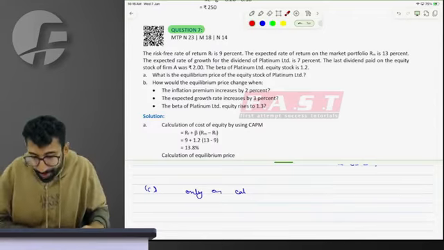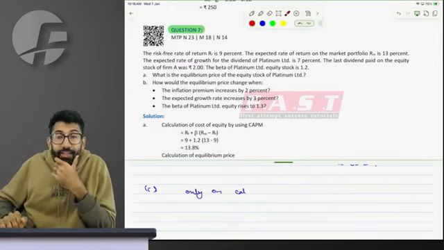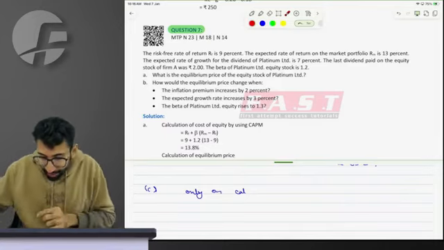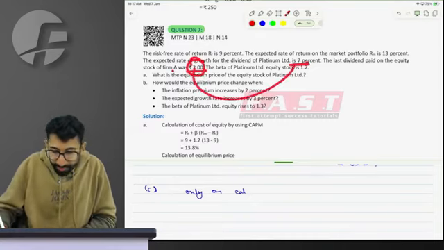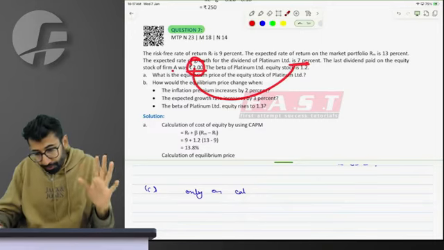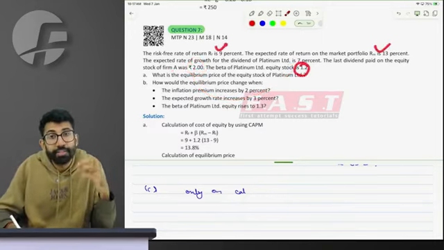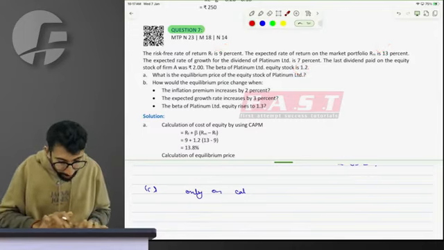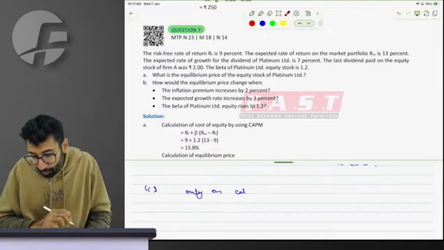Sir, first part of this question: calculate the equilibrium price. I need D1, I need KE, I need G. Sir, do I have the D1? Sir, D0 is there as 2. Using the growth rate of 7%, I can calculate D1. Fine. KE, is it there? Sir, beta is there, RM is there, RF is there. So let's first of all calculate KE. 13 minus 9 multiplied by 1.2, plus 9 is 13.8.